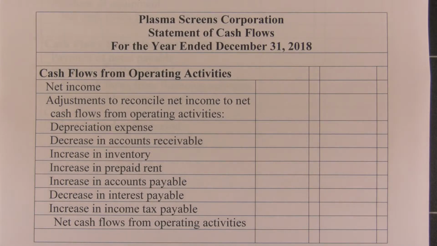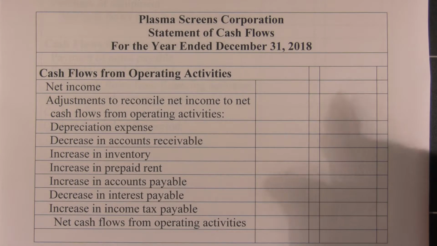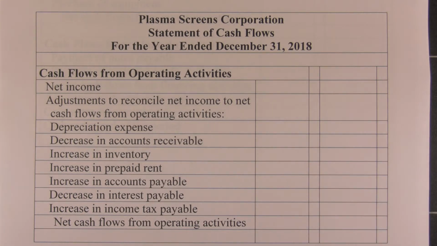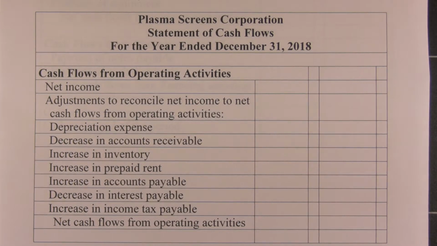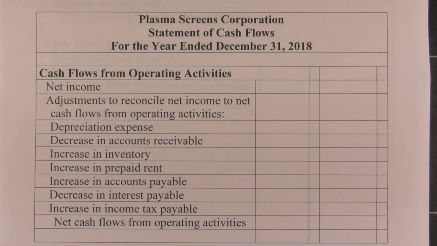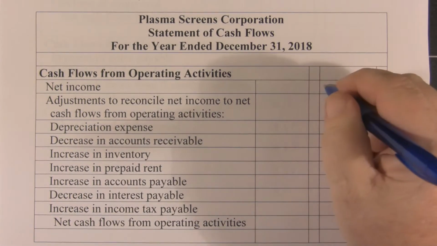Exercise 1110 is the first complete statement of cash flows you've been asked to do. So we're going to do the cash flows from operating, investing, and financing, which means we also have to consult both the income statement and the balance sheet to get some of our numbers. So we need income. We're going to get that from the income statement, and they tell us the net income for the year was $79,000.